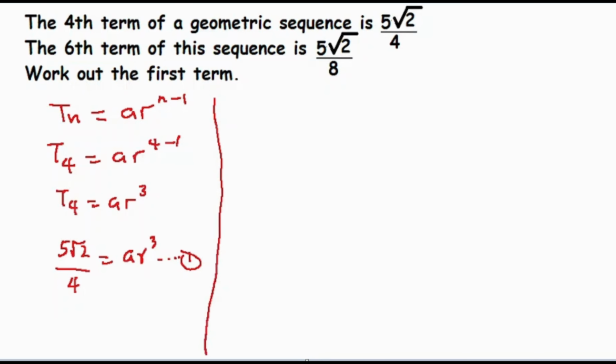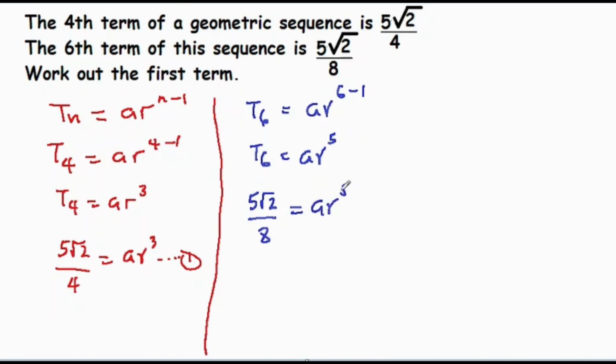Alright, so we're given the sixth term to be 5 root 2 divided by 8. So that will be T6 is equal to ar to the power of n minus 1, our n is 6 now. So this will be T6 equals ar raised to power 5. So T6, that is 5 root 2 divided by 8, is equal to ar raised to power 5. So we can take this to be equation 2.